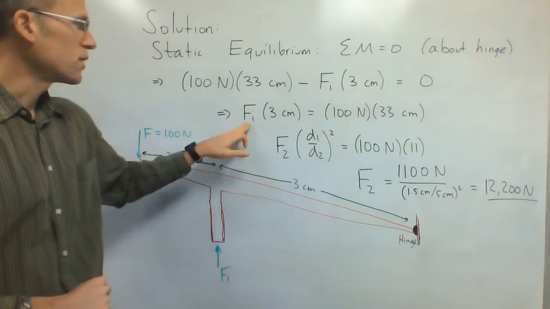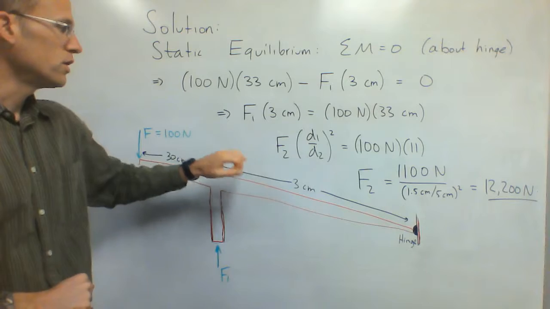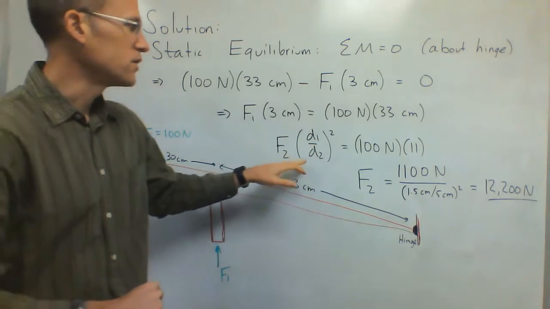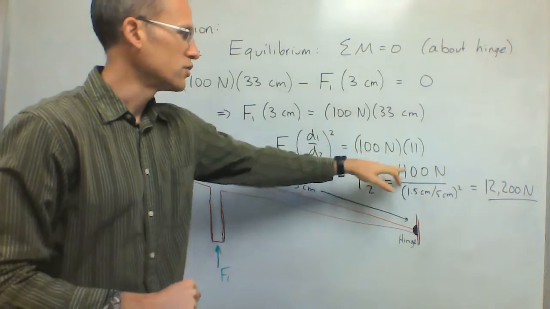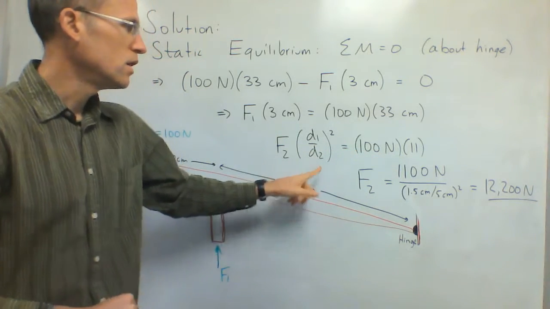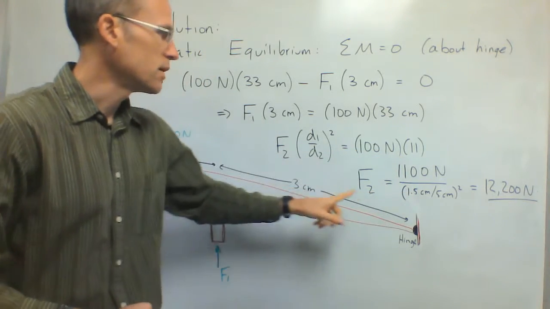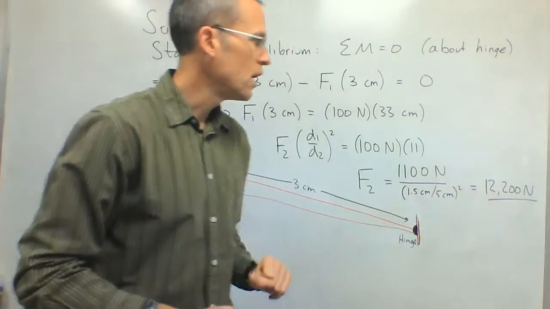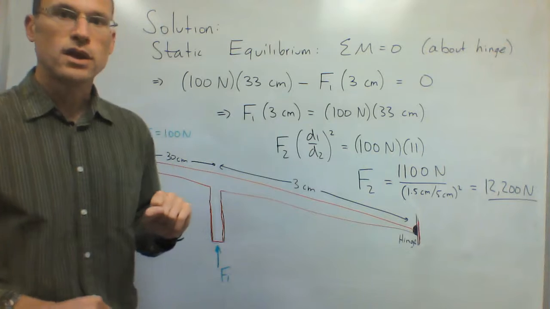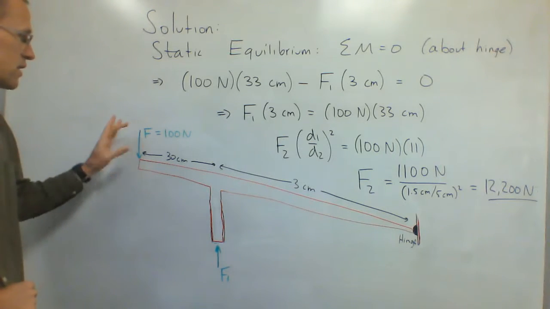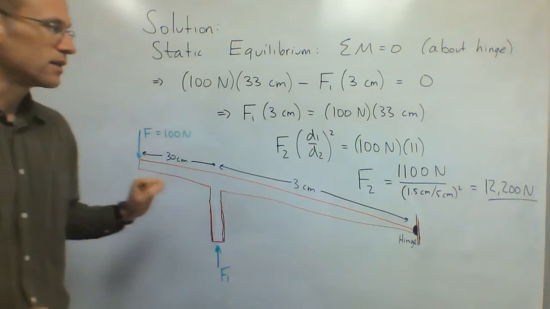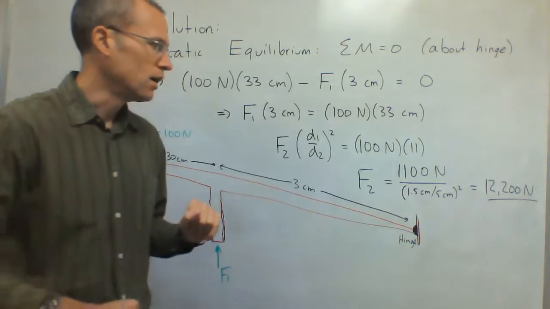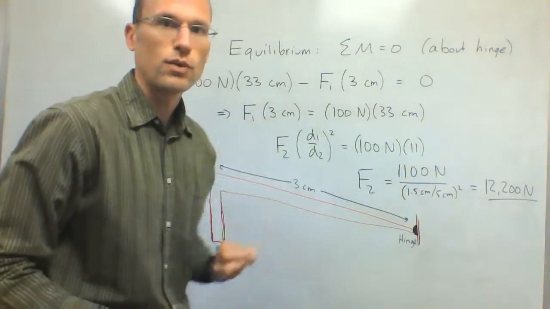Then remember from the last reading, Pascal's principle, that F1 is actually F2 times d1 over d2 squared. And so to find F2, just take this 1100 newtons, divide it by d1, which is 1.5 centimeters, divided by d2, which is 5 centimeters, squared, and that gives you 12,200 newtons. So again, by pushing down this end of the bar 100 newtons, I can lift just over 12,000 newtons for whatever was on that piston.